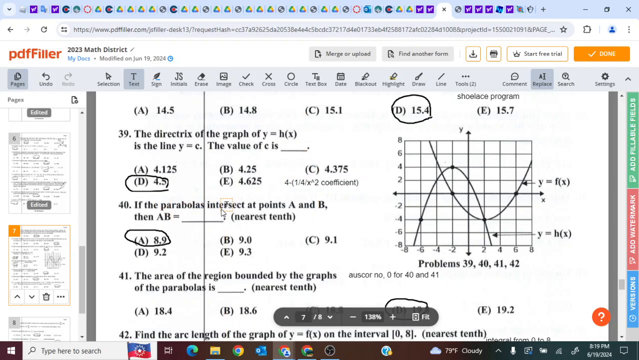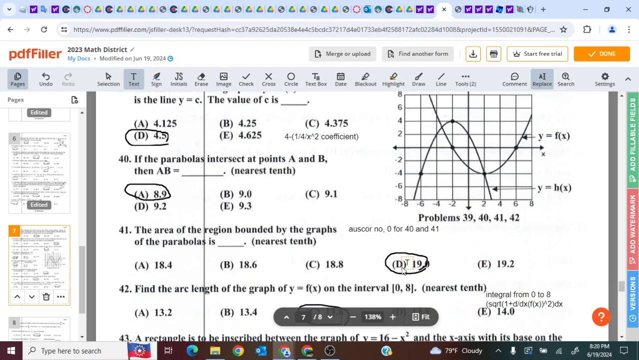If the parabola intersects at those 2 points, A and B, what is AB? We'll be using our Oxor program for this problem and the next one. Go to Oxor. We don't need inputs because they'll be at the bounds. And then once you do that, it will give you a distance of 8.9 and an area of 19.0.